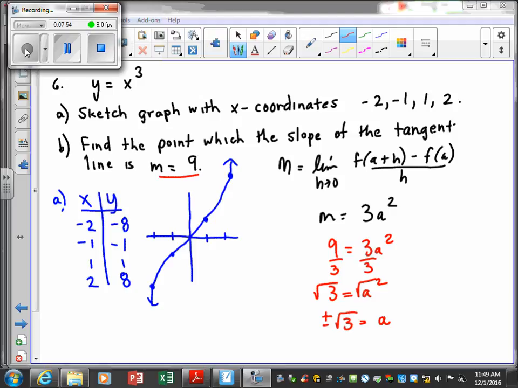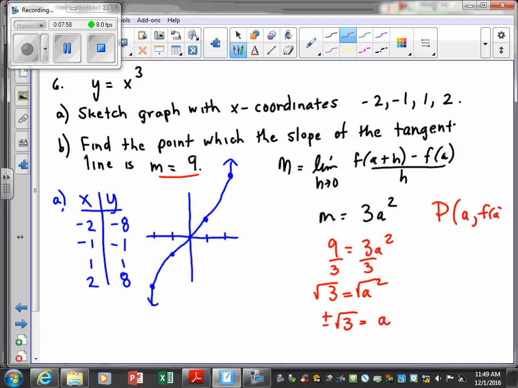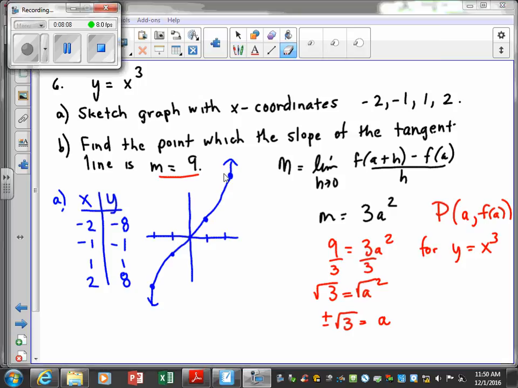Keep in mind that we're looking for the point a comma f of a. So we know a. How do we find f of a? We know our a value, and we want to plug that back into our original function to get f evaluated at a. Let's do it first with the positive square root of 3, and then we'll do it the second time with the negative square root of 3.